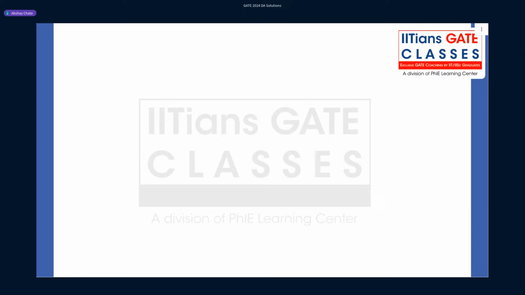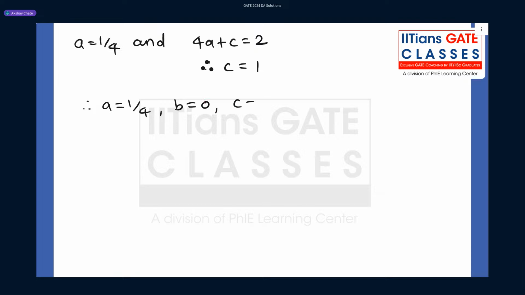So we know that a is equal to 1 by 4 and 4a plus c is equal to 2. So therefore c turns out to be 1. Okay. So this is your solution. So a equal to 1 by 4, b equal to 0, c equal to 1. So this is your answer.